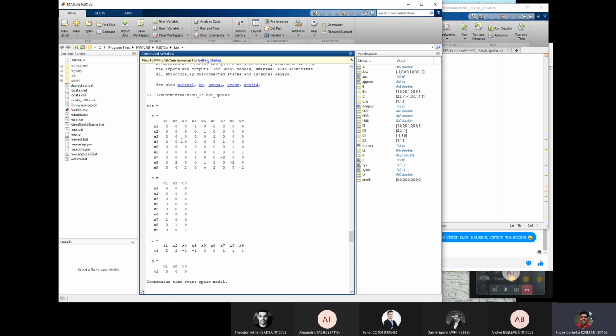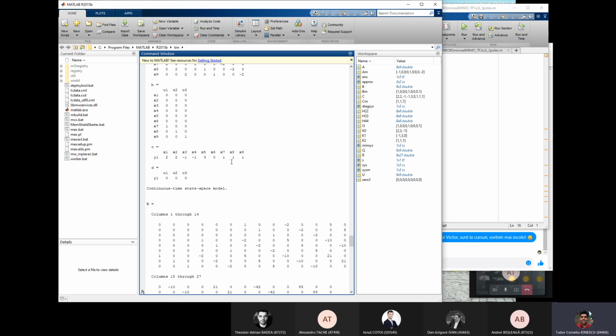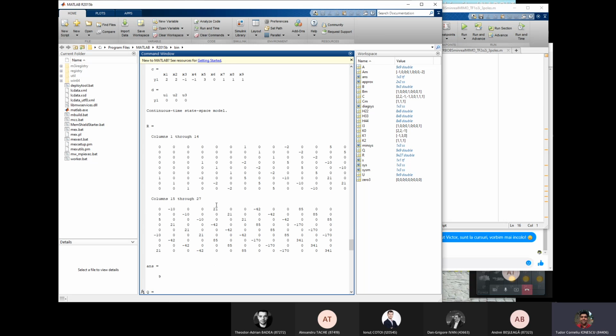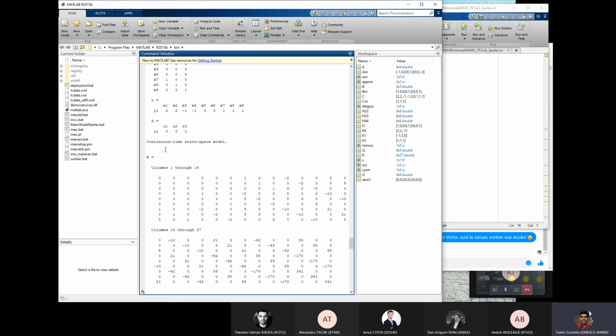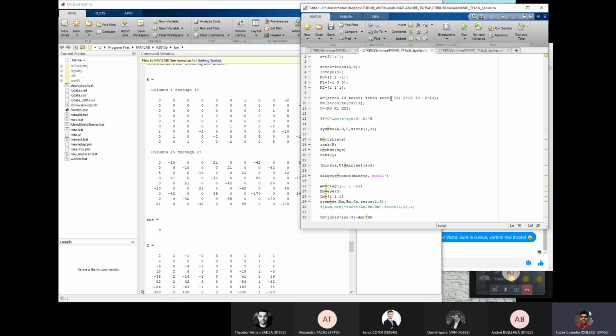So this is the main system. It's 9 by 9. It has 3 inputs and 1 output. The matrix R is huge, but the system is controllable apparently. Why is it controllable? Because if you notice here, I wrote a controller canonical form. This here is a controller canonical form.